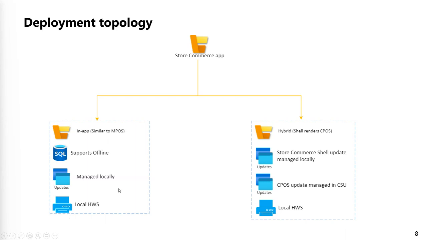Yeah. The main advantage is that in-app supports offline. I think all the rest of the functionality is the same, and it gives you the benefits of both, managing locally or managing centrally based on the update. So it gives both options. Previously, this was done only using modern point of sale, and the right side was done using CPOS. Now the store commerce app gives you the benefit of both, so you can choose based on your topology model. Yeah. So this is something new we added in the store commerce app in the GA version.